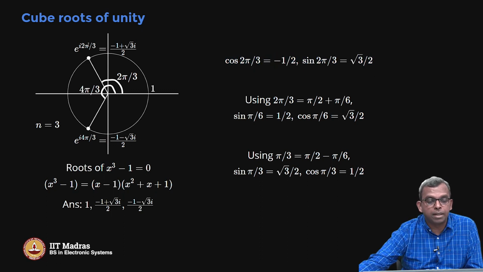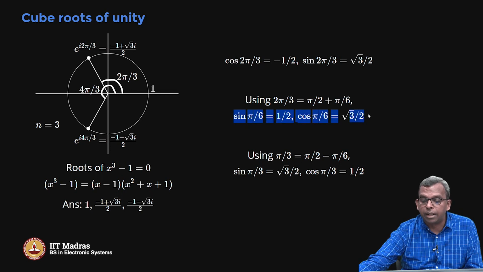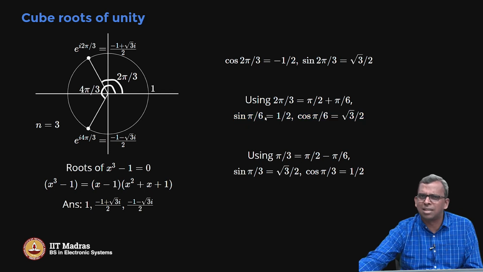So, cos 2 pi by 3 has to be equal to minus 1 by 2 and sin 2 pi by 3 has to be equal to root 3 by 2. Now, 2 pi by 3 is actually greater than pi by 2. So, you can write 2 pi by 3 as pi by 2 plus pi by 6 and use the formula of pi by 2 plus theta. If you do that, you see that this actually becomes equivalent to sin pi by 6 equals half and cos pi by 6 equals root 3 by 2. So, now this is a very famous well-known sin cos angle. Sin 30 degrees is 1 by 2, cos 30 degrees is root 3 by 2. Likewise, you can also use some other relationship here to find sin pi by 3 is root 3 by 2 and cos pi by 3 is 1 by 2. So, there are various ways to get this.